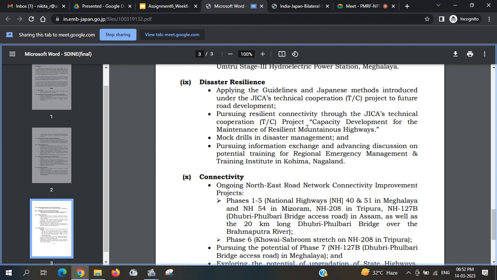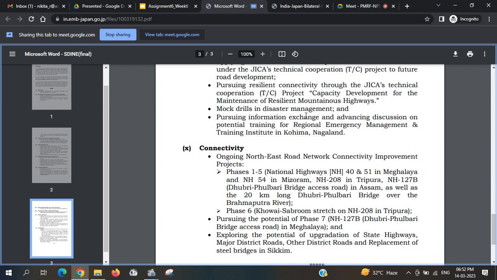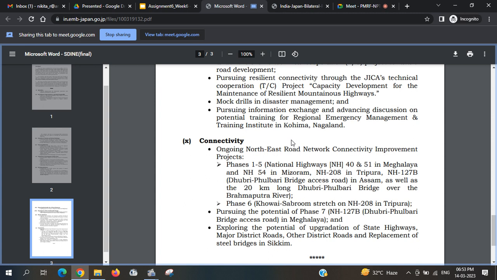Then for disaster resilience, there are application of guidelines and Japanese methods for introducing JICA's technical cooperation for future road development, so that the future infrastructure development is disaster resilient. Then resilient connectivity to capacity development is also there for resilient mountainous highways. Then mock drills for disaster management, and information exchange and discussion for training of regional emergency management and training institute in Kohima, Nagaland.